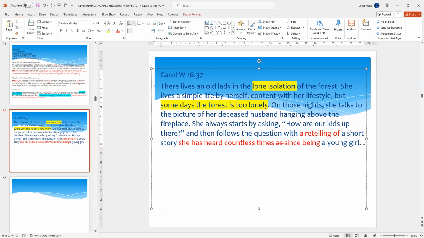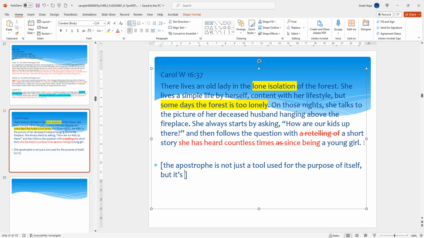But actually, I think I like the story. The apostrophe is not just a tool used for the purpose of itself, but it's a naturally embedded part of the touching legend. All right, so that's how we want.